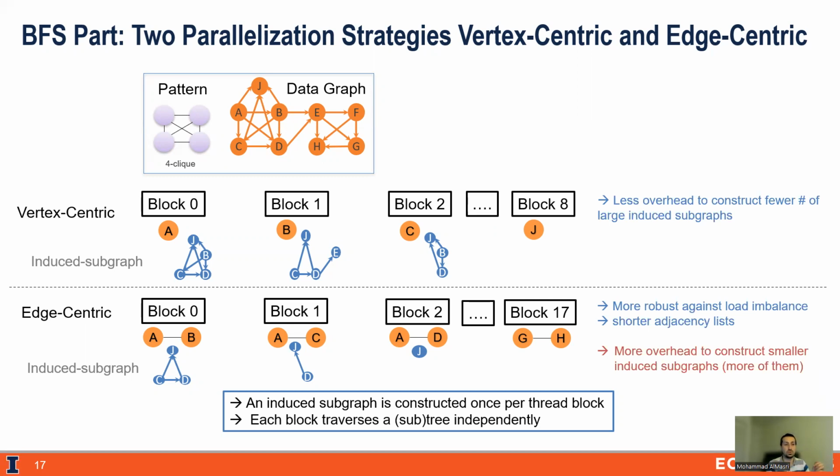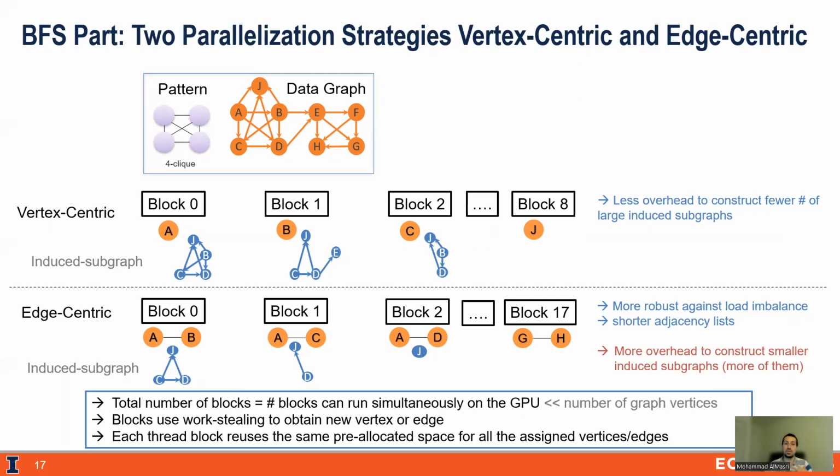There is some contrast when you build the induced subgraph in the vertex-centric and edge-centric approaches, but the edge-centric approach is more robust against load imbalance, and it has shorter adjacency lists because of the smaller induced subgraphs. The second aspect of using blocks as a unit of work division is that all the threads in the block will share the same induced subgraph. So the high cost is amortized by thread collaboration to build it, and also threads of the block will share it through the tree traversal.